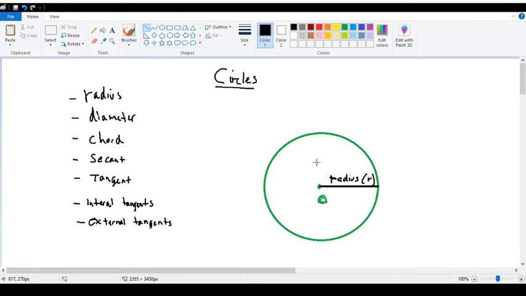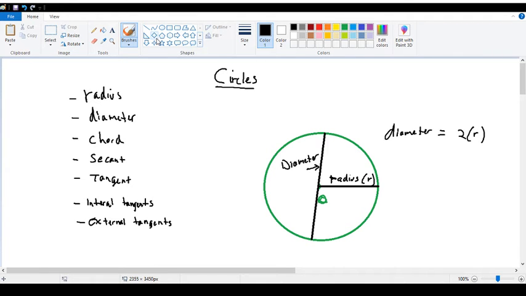If we double the radius, we get what we call diameter. And diameter is basically a segment from one side of the circle to the other, passing through the center of that circle. So we call this the diameter. And again, diameter is always equal to double the radius.